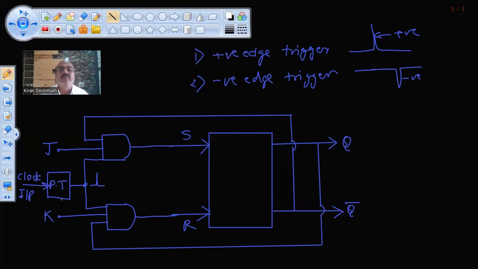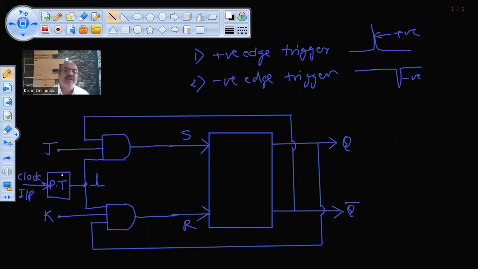In the clocked JK flip flop, the problem is fast toggling: whenever the clock is 1 and the J and K inputs are 1, the outputs change very fast. The triggered JK flip flop will not change unless you trigger it. For every clock, it gets triggered only once, so it changes state only once. This is the advantage of the triggered JK flip flop.